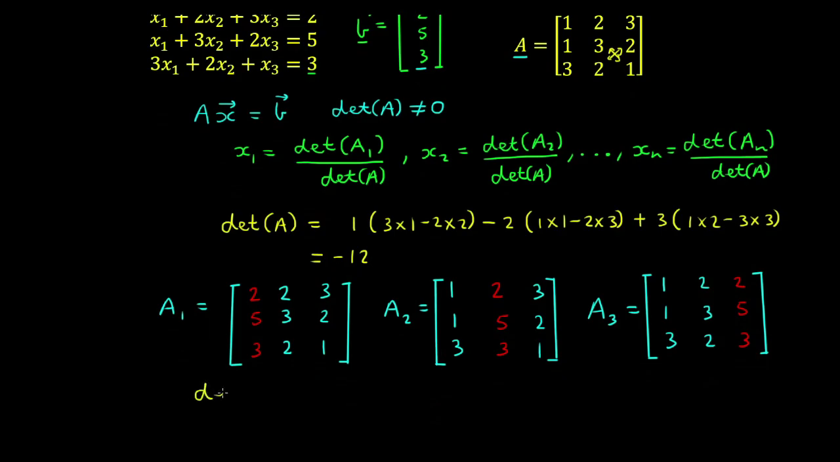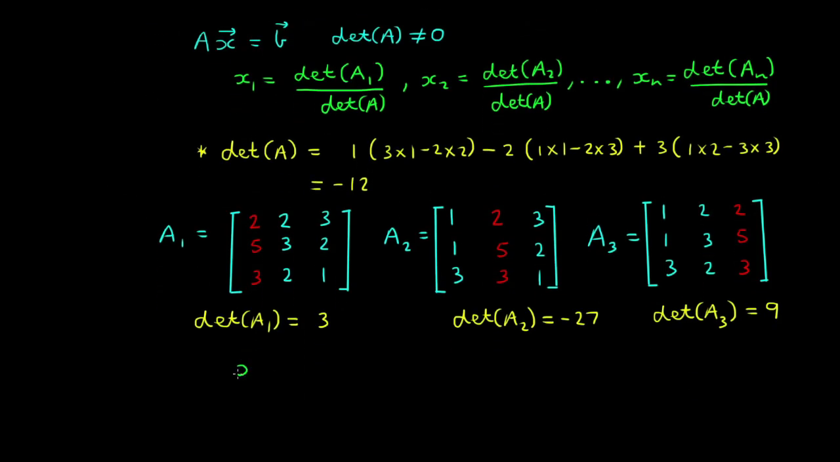And now you can calculate the determinant of A1 using the same method we followed for A. So you'd get 3. And the determinant of A2 can be obtained in a similar way, which will give you minus 27. And the determinant of A3 is 9. So have a go at verifying this yourself.